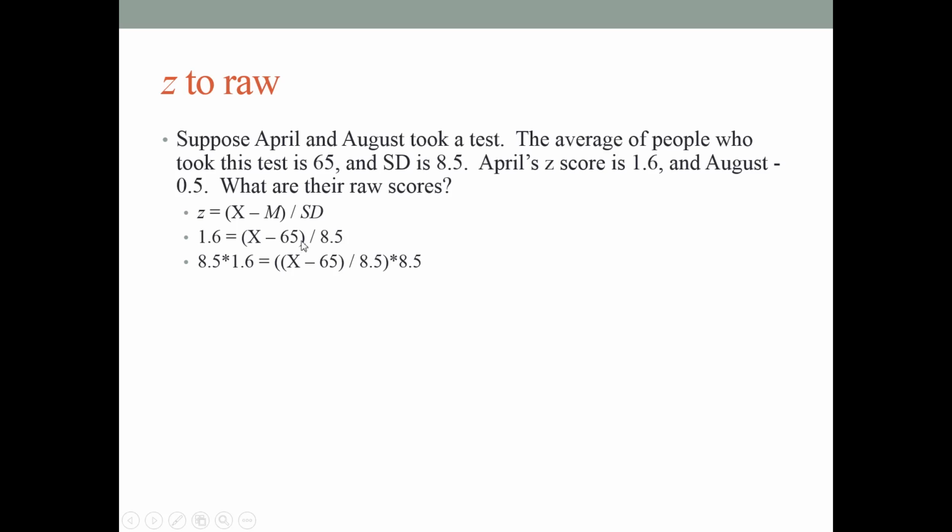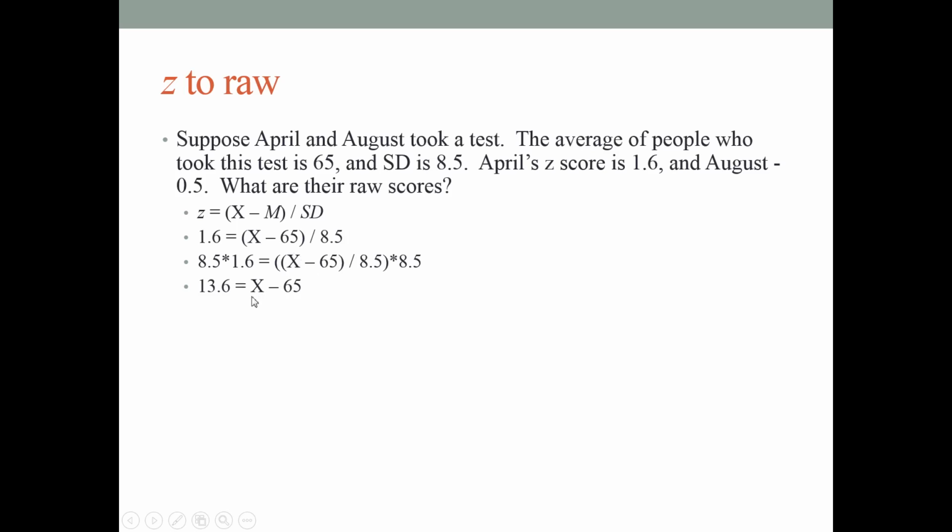The first step is we need to get rid of this 8.5, right? It's a division, this is distracting. So we multiply by 8.5 on both sides, right? So this part, 8.5 times 1.6, and then this whole thing times 8.5. That way we get rid of this 8.5 right here. So this is 13.6 equals x minus 65. Only this part left.